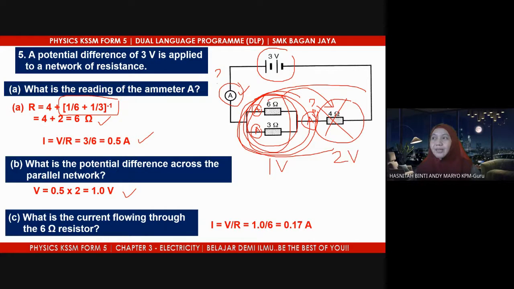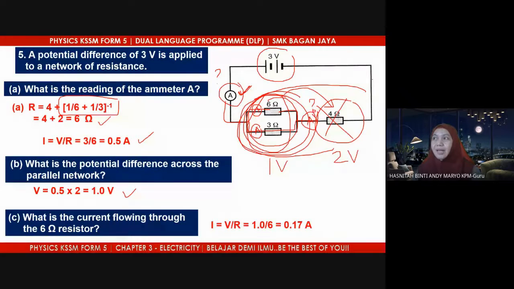For this one, same. Same with the first ammeter. Okay, because this one 0.5 is flowing, entering these two branches, and then meets back at the end of these branches. So ini 0.5 flows through this ammeter.